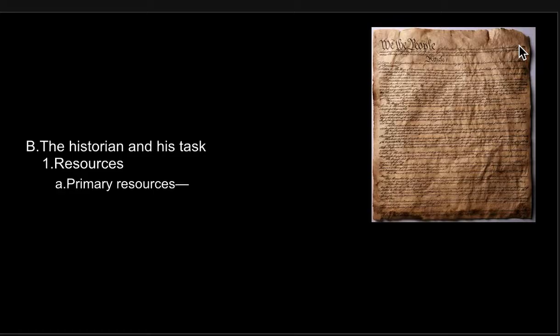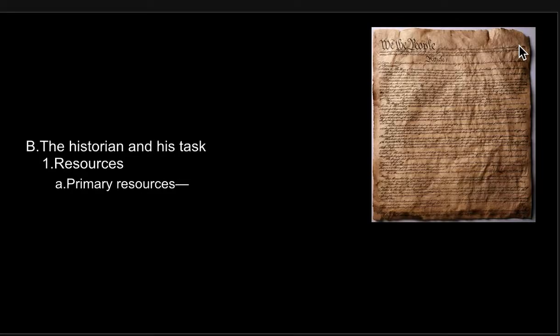And so it's important that we look at the historian and his task. The historian needs to be able to take several resources and put them together, and in order for us to understand that, we need to know what type of resources we are dealing with. The first of which are primary resources.